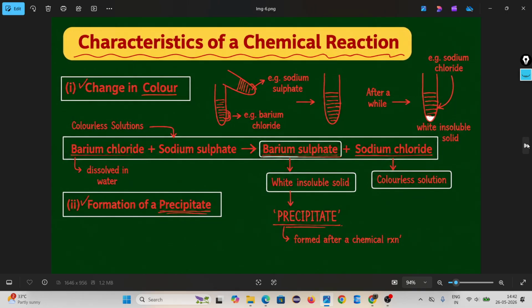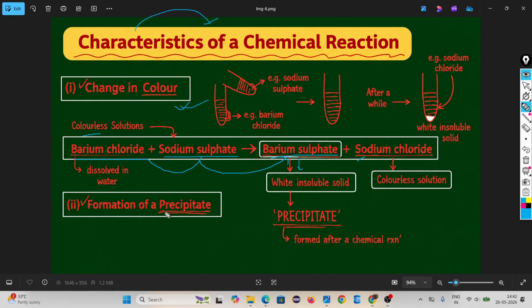Then we learn how to identify that a chemical reaction is happening. These characteristics identify whether a chemical reaction is going on or not. Number one, change in color. Barium chloride and sodium sulfate are two colorless solutions. When they react with each other to form barium sulfate and sodium chloride, look, barium sulfate is white in color. The color change is happening.